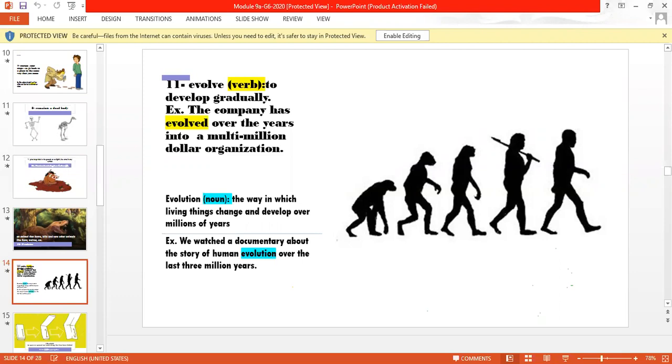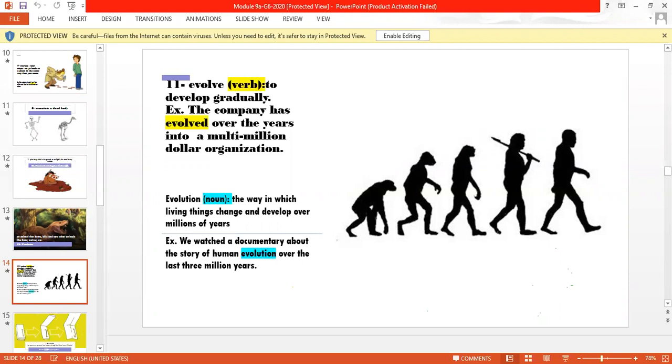The company has evolved for years into a multi-million dollar business. Number six, evolution: this is the way in which living things change and develop over millions of years. So, millions of years ago, in the body, in the characteristics, and everything. So this is called evolution.